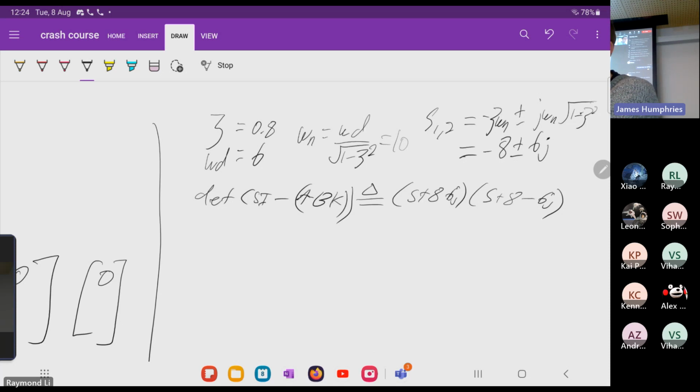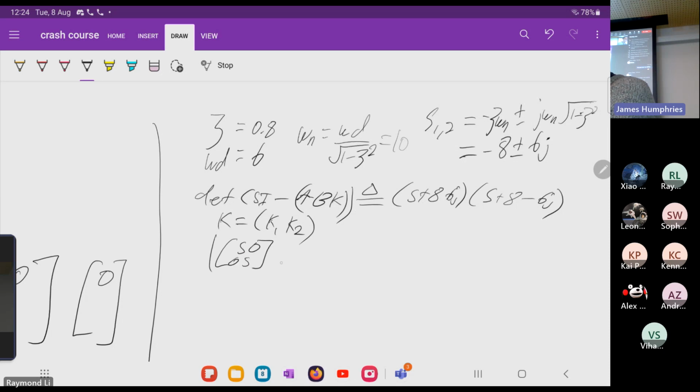All right, and we know that K is equal to [K1, K2]. Okay, and so now we just have the lovely fun task of breaking this down into [0, 1; -4, 0] minus [0; 10] times [K1, K2]. Okay, and then we take that, which is going to become [0, 1; -4 - 10K1, -10K2], right?